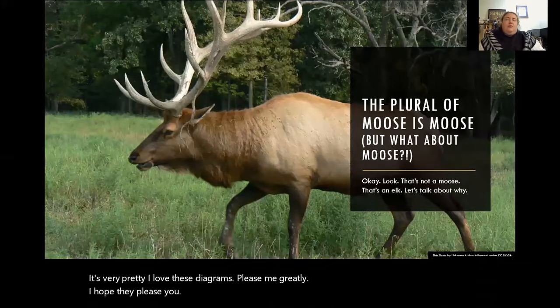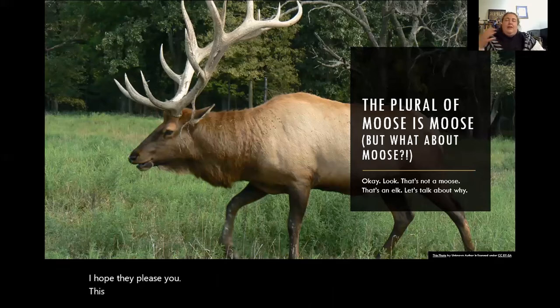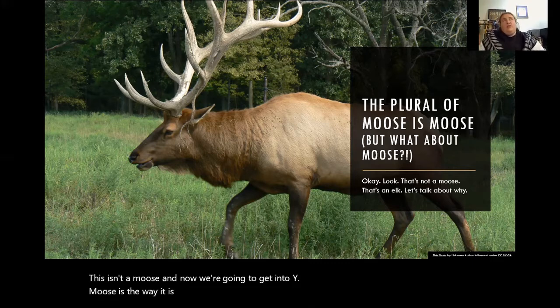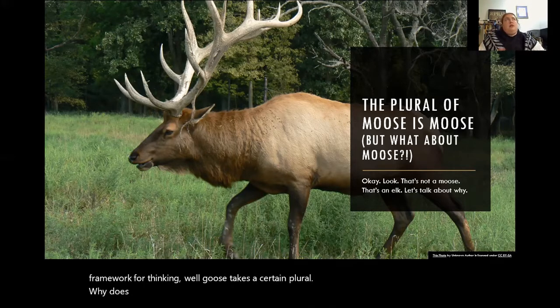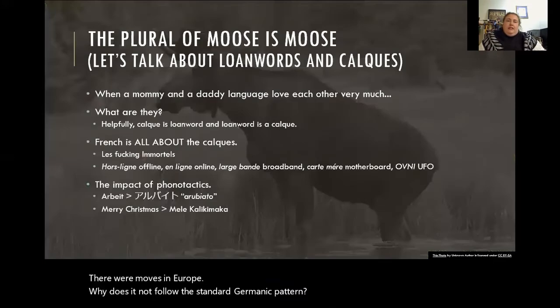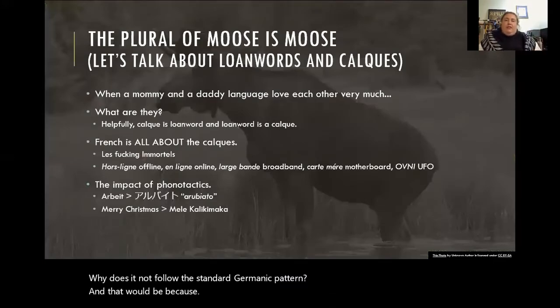So this isn't a moose. And now we're going to get into why moose is the way it is. So we understand now why goose is the way it is, and so we have a framework for thinking, well, goose takes a certain plural. Why doesn't moose? There were moose in Europe. Why does it not follow the standard Germanic pattern? And that would be because of loanwords and calques.